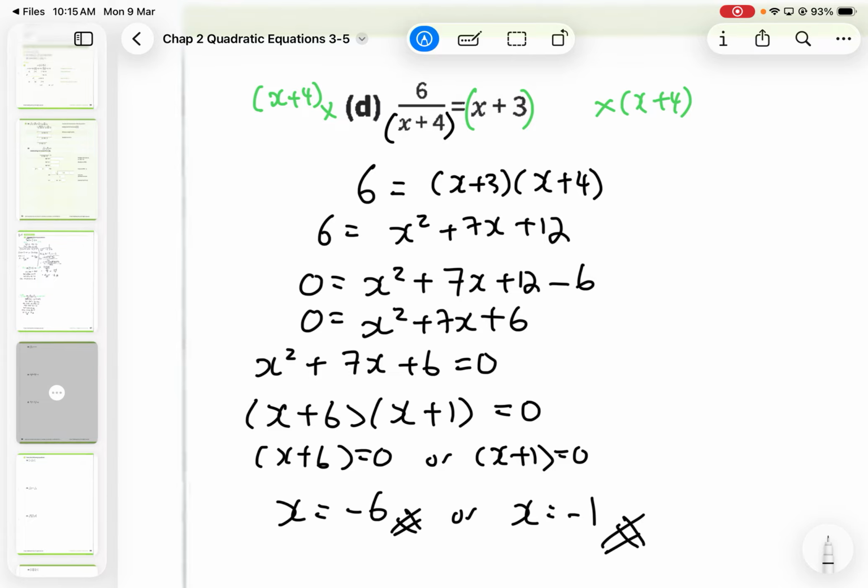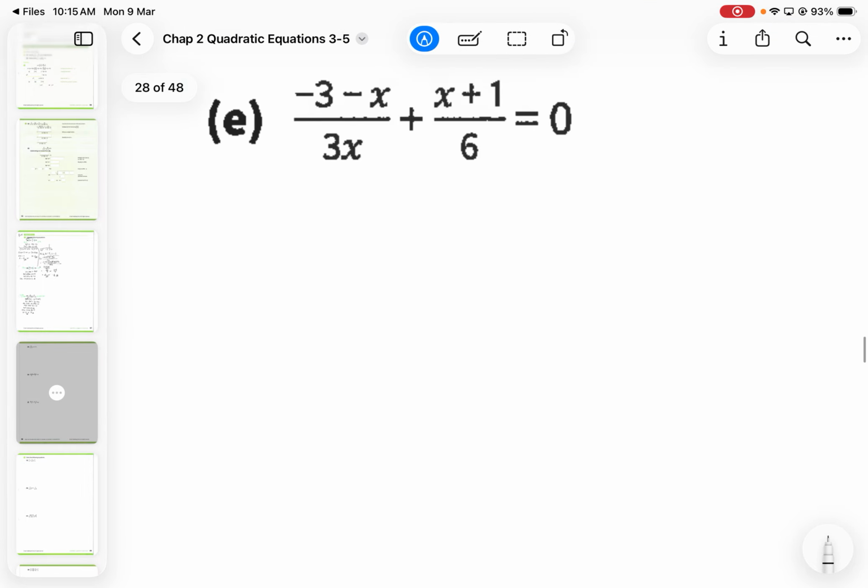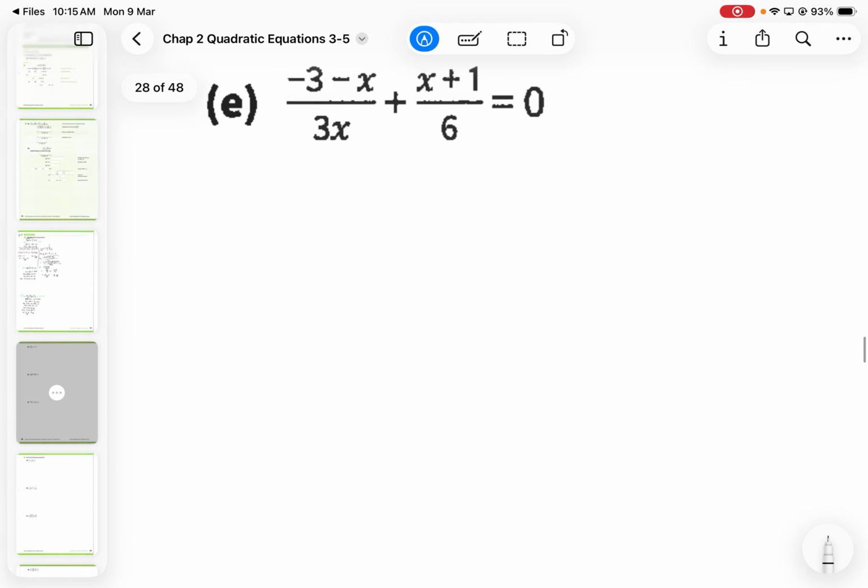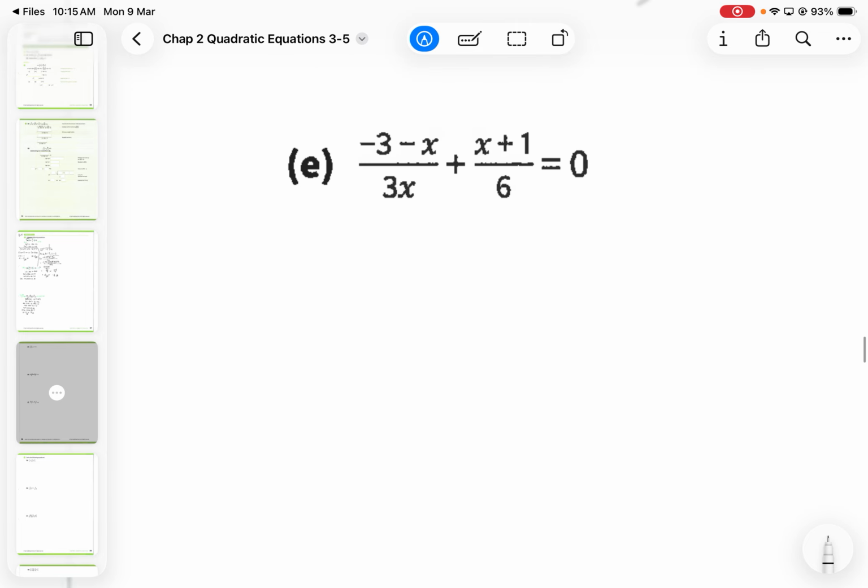Okay, done. I go to E. Okay. There are two approaches to solving this question. I show you the first one first. What is on the left? The left is actually a fraction plus a fraction.